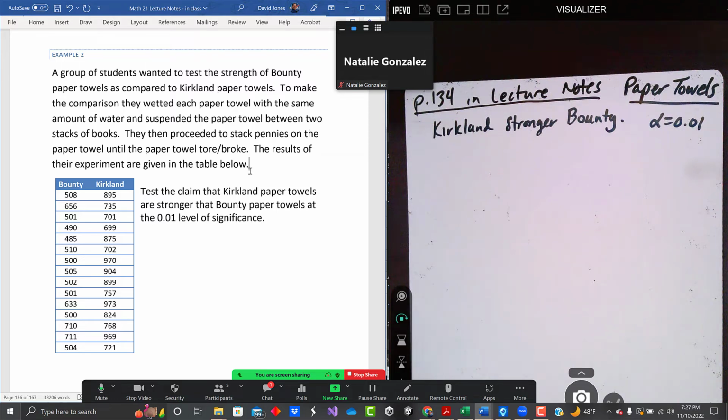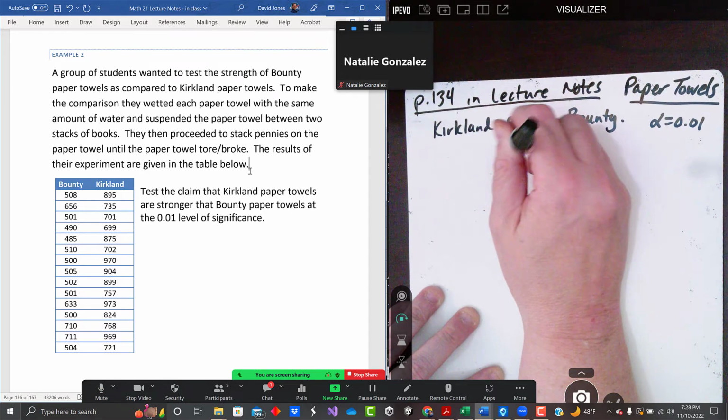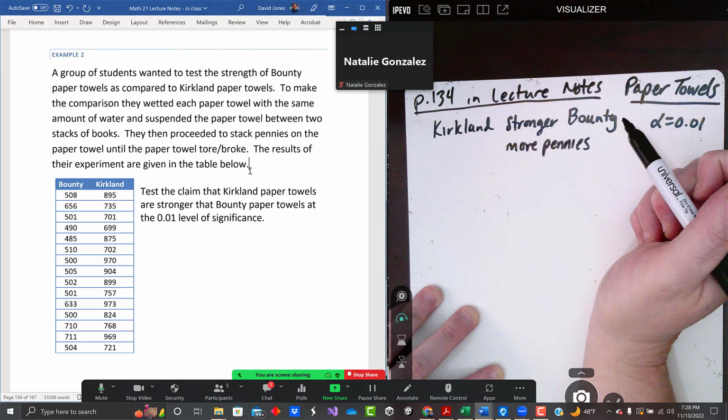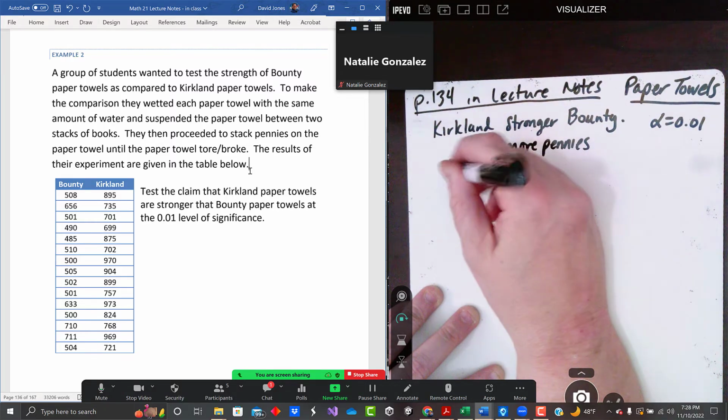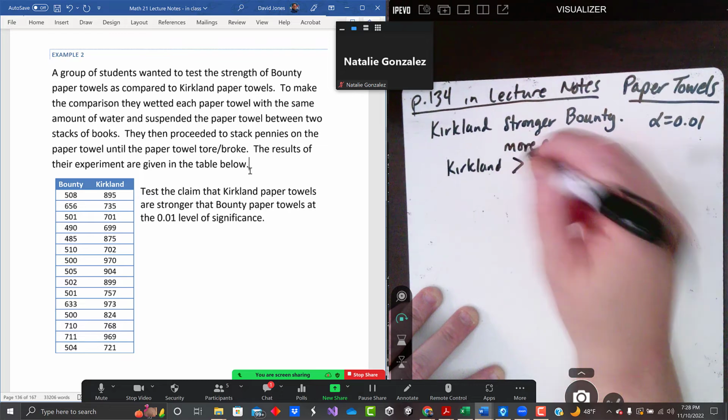So how do you think they were measuring strength by putting pennies on it? It's kind of like what you would think with normal strength. It's the more you could lift or hold up. So it was able to hold more weight. So Kirkland being stronger than Bounty should mean that it has more pennies. If this is a measure of the number of pennies, Kirkland should have more pennies than Bounty. So Kirkland is greater than Bounty.